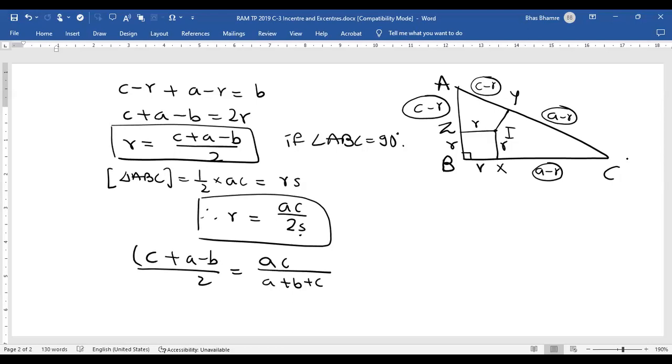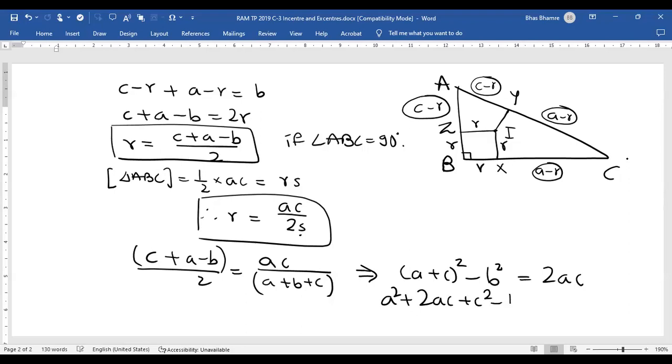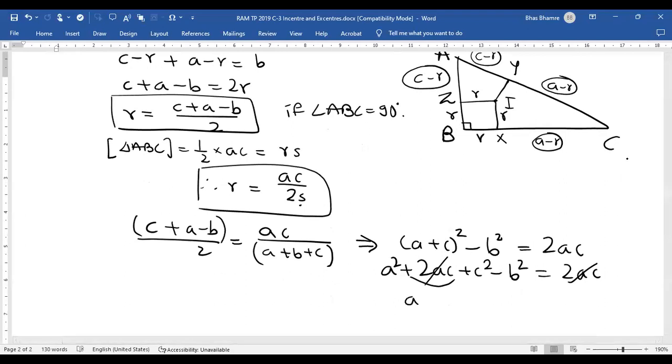If I do the cross product, then it turns to A plus C whole square minus B square is equal to 2AC. So that is A square plus 2AC plus C square minus B square is 2AC. Great. 2AC, 2AC cancelled. And we get that A square plus C square is equal to B square. Another proof of Pythagoras theorem. I just wanted to share. It is not a big shot, but another way to get the proof of Pythagoras theorem.